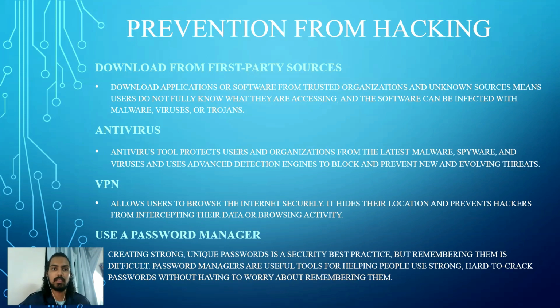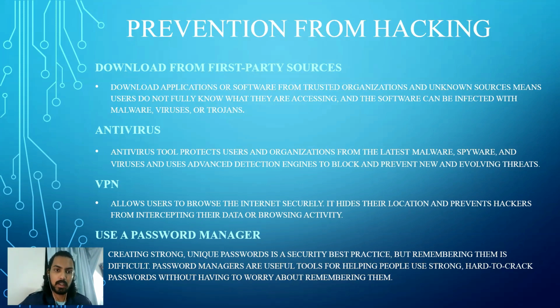The first thing is to download from first party sources. Download applications or software from trusted organizations, because with unknown sources users do not fully know what they are accessing and the software can be infected with malware, viruses or Trojans. The second thing is antivirus. Antivirus tools protect users and organizations from the latest malware, spyware and viruses, and use advanced detection engines to block and prevent new and evolving threats.